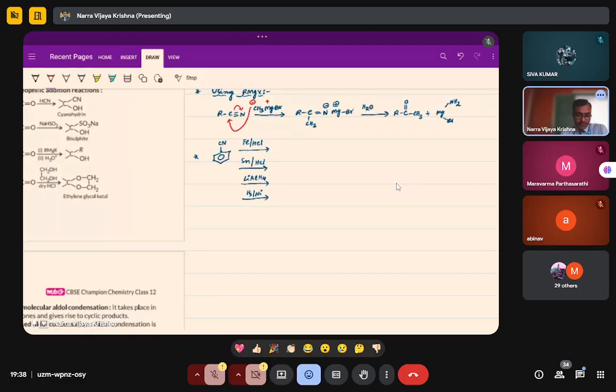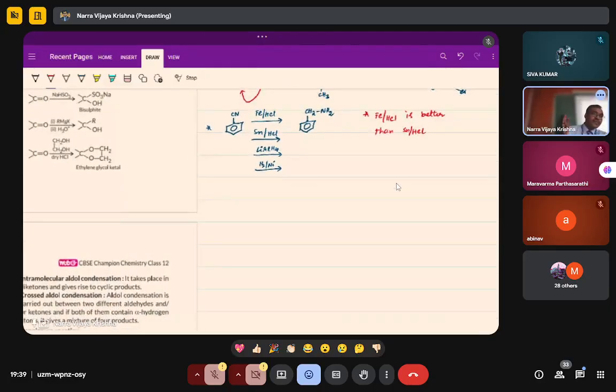What happens if a complete reduction happens? CH2NH2. What did you get? Amine. Correct? Among these, iron in presence of HCl is better than tin in presence of HCl for reduction. Iron is better than tin. This is complete reduction. Right?